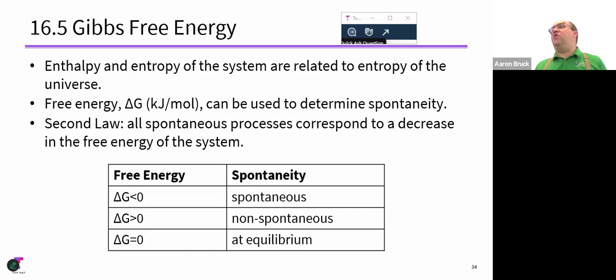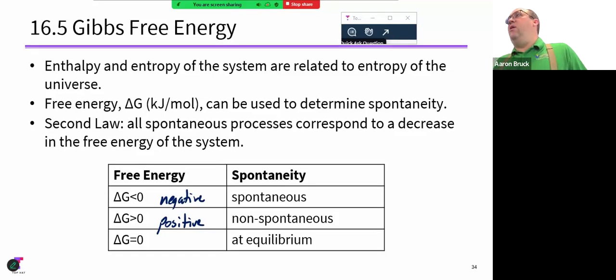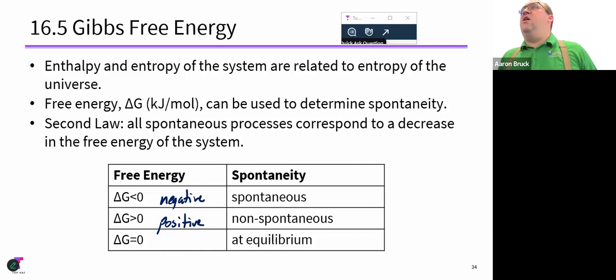And so there are three possible interpretations of delta G overall. If delta G is less than zero, otherwise known as negative, then the reaction will be spontaneous. If delta G is greater than zero, otherwise known as positive, then the reaction will be non-spontaneous. And if delta G is exactly at zero, then what we have is the perfect blurring of the line between spontaneous and non-spontaneous, where both reactions are favored in equal and opposite directions. We call that equilibrium.